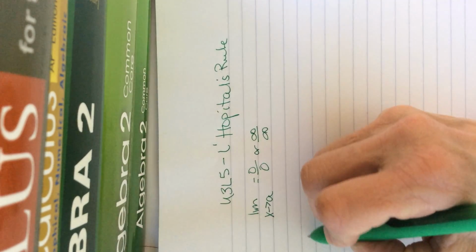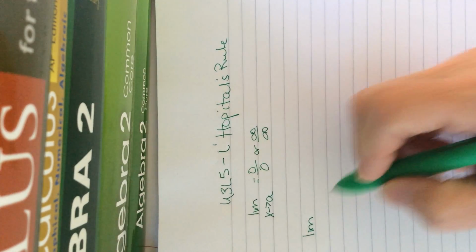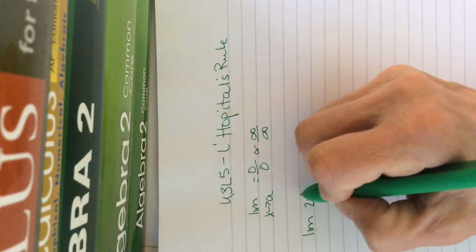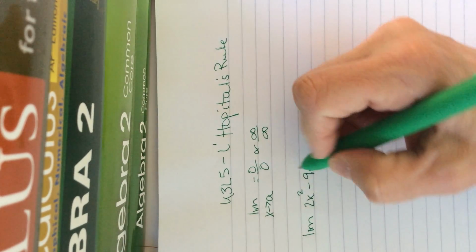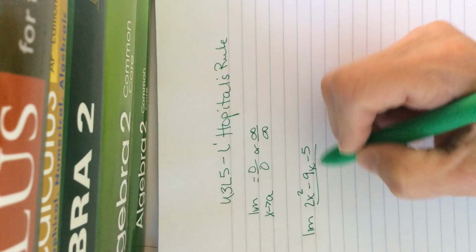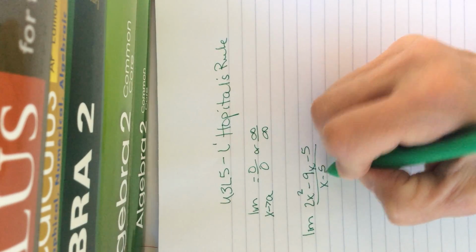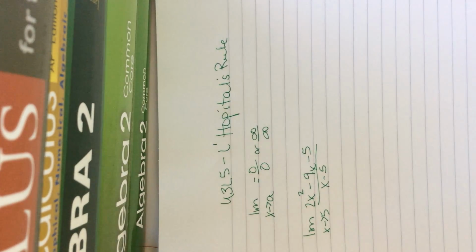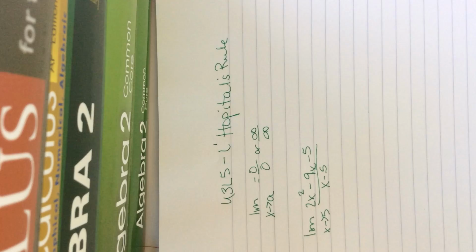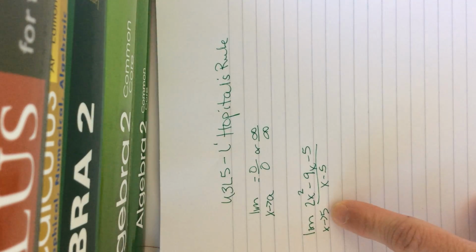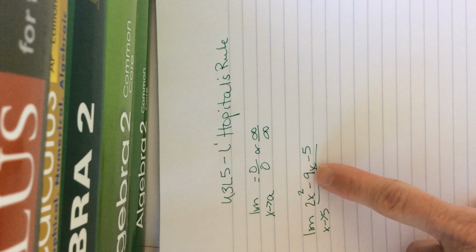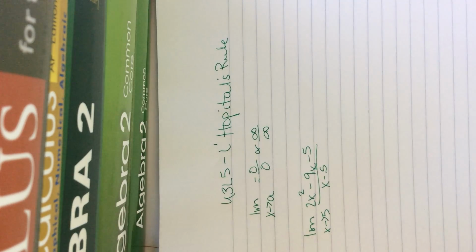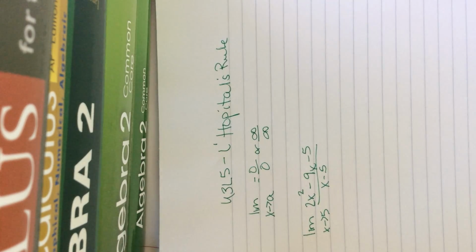So the first example that we have is for us to evaluate the limit of 2x squared minus 9x minus 5 over x minus 5 as x approaches 5. Okay, so let me remind you that the first thing you ever want to do when you need to evaluate a limit is to substitute. Substitute 5 everywhere you have an x and see what you get, because oftentimes direct substitution will give you your answer. So let's see what happens.